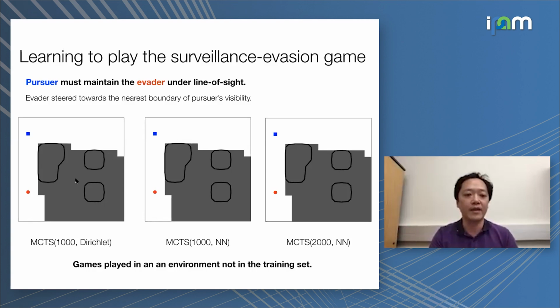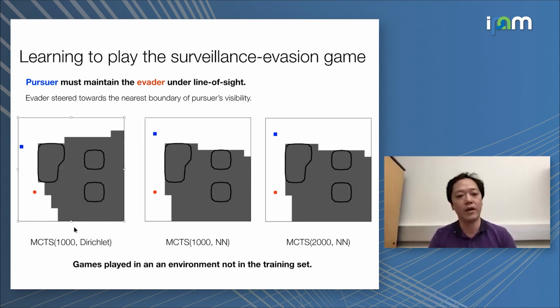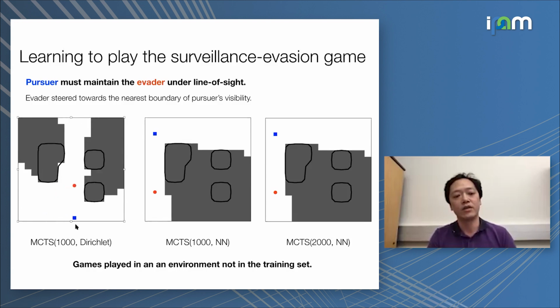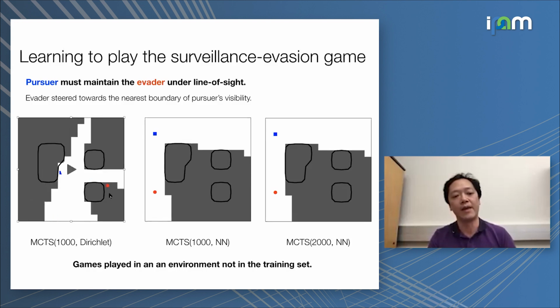And then on the left, what you see is this Monte-Carlo-Tree Search, where the policy P is just random, and then you add a Dirichlet noise to this. This is the most classical one, and the search involves 1,000 steps. So at some point the game, of course, is not played optimally, and the game ends because the red guy gets into the gray region.